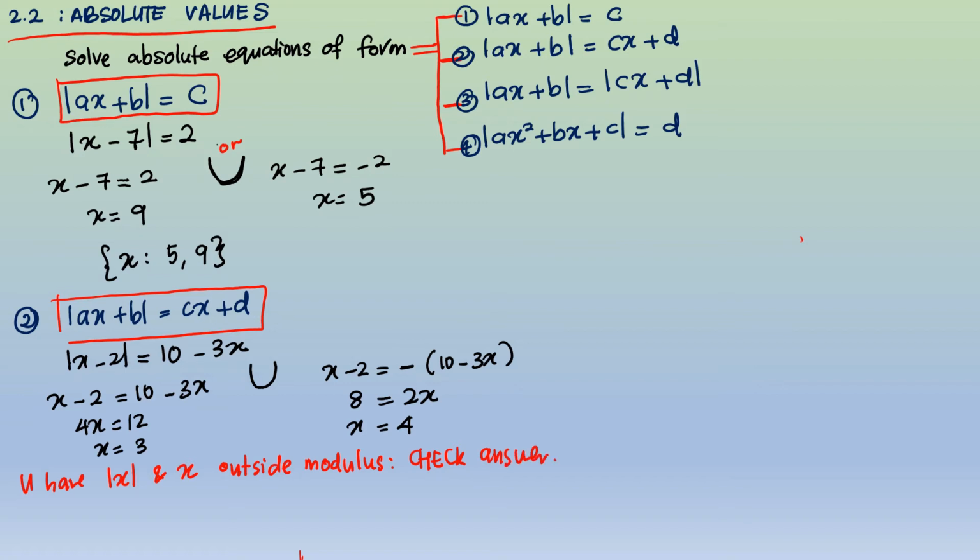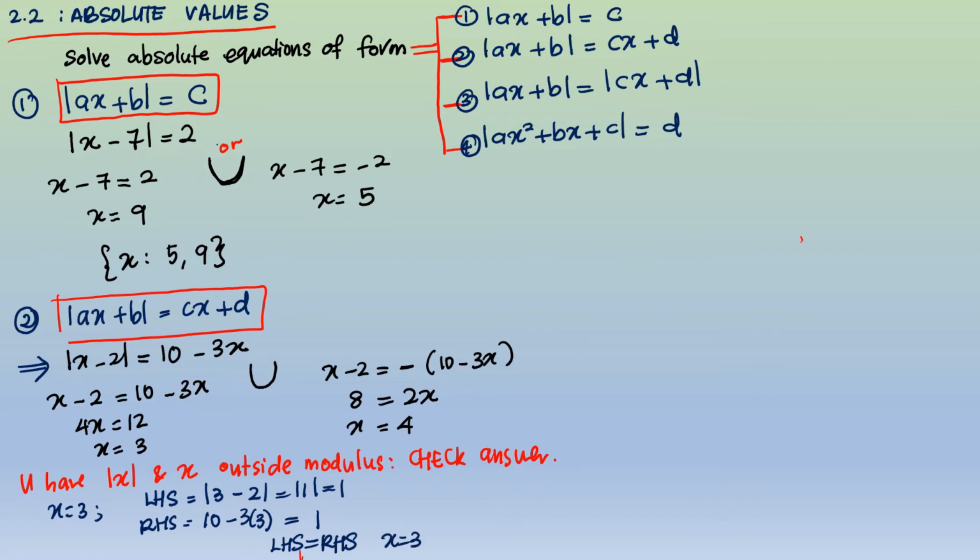Alright, so let's check our answer. For x equal to 3, we substitute in the original equation. Alright, so our original equation is here. So the left hand side is modulus of 3 minus 2, which is modulus 1, equal to 1. On our right hand side we have 10 minus 3 multiplied by 3, we get 1. So left hand side is equal to right hand side. So x equal to 3 is our answer.